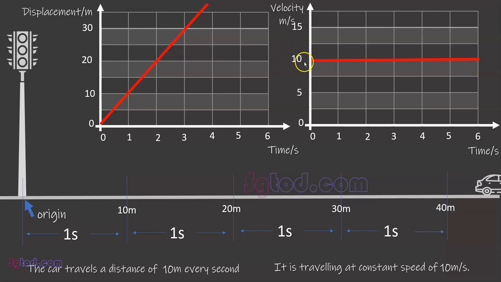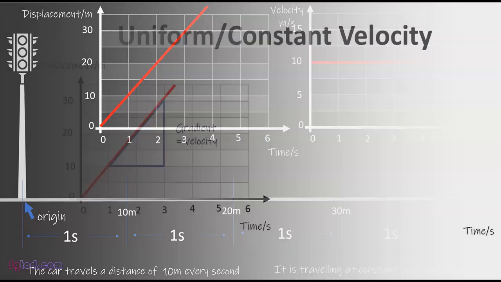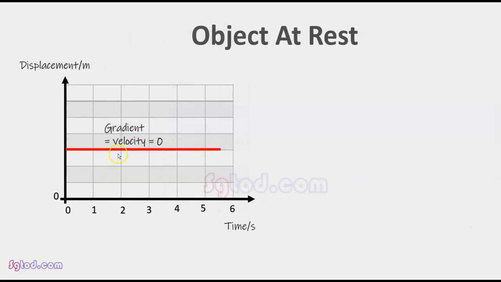meters per second. There are two important things that you must remember about displacement time graph and velocity time graph. First, the gradient of the displacement time graph gives us the velocity. So in the case when an object is at rest, the velocity is 0, and that is proven by the fact that the gradient of a horizontal line is 0.